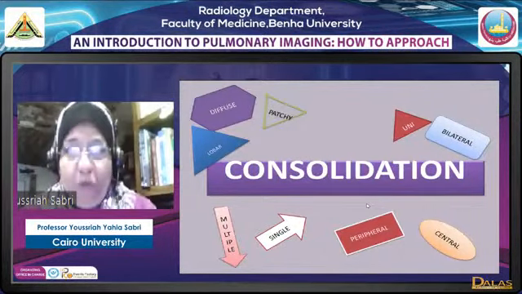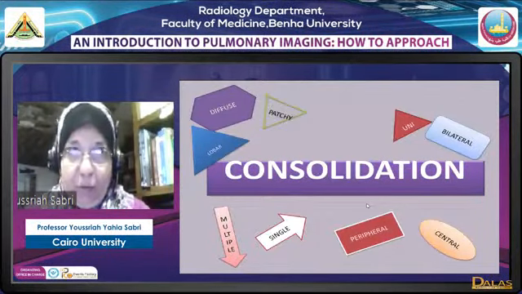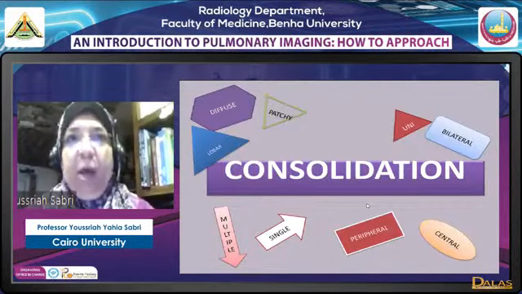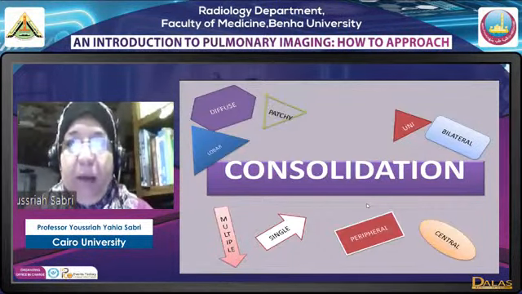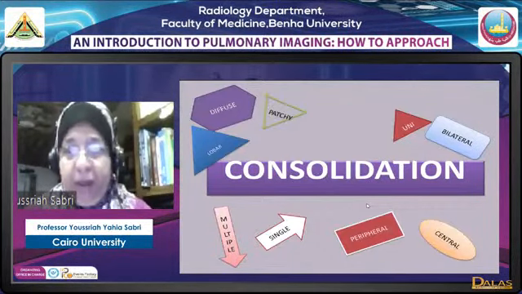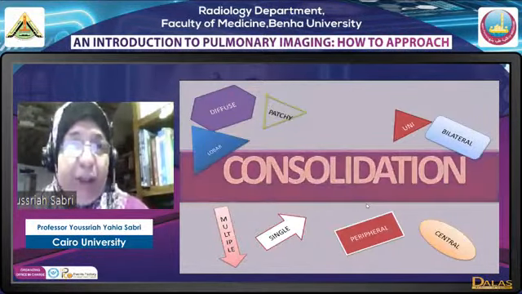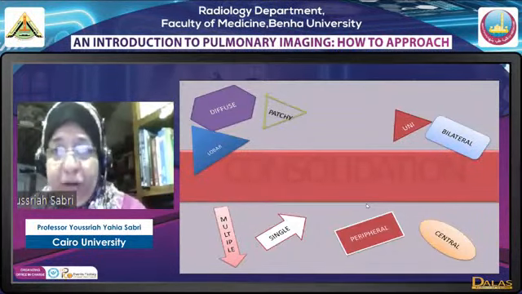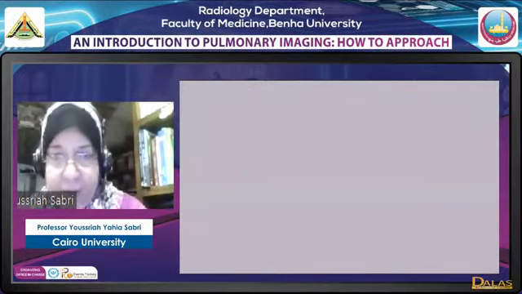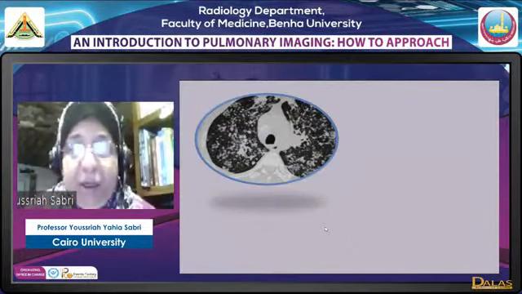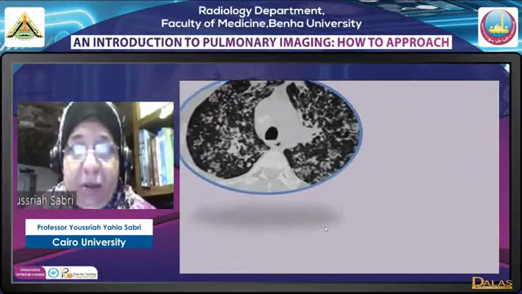Consolidation is when we remove the air from alveoli and we replace it by something else. So there shouldn't be any significant volume loss. Actually, no volume loss is expected. We may replace it by an infective cell, we may replace it by blood, by fluid, by eosinophils, by malignancy. This is consolidation. Consolidation can be patchy, diffuse, lobar, unilateral, bilateral, central, peripheral, etc. Now, these are the appearances. All these appearances may be seen in cases of consolidation.